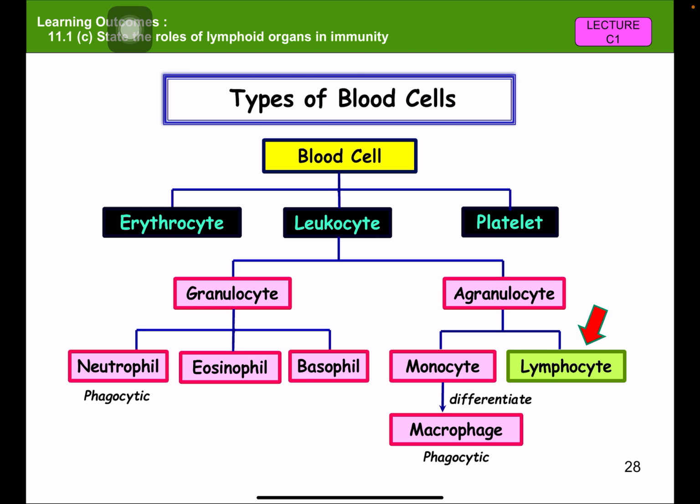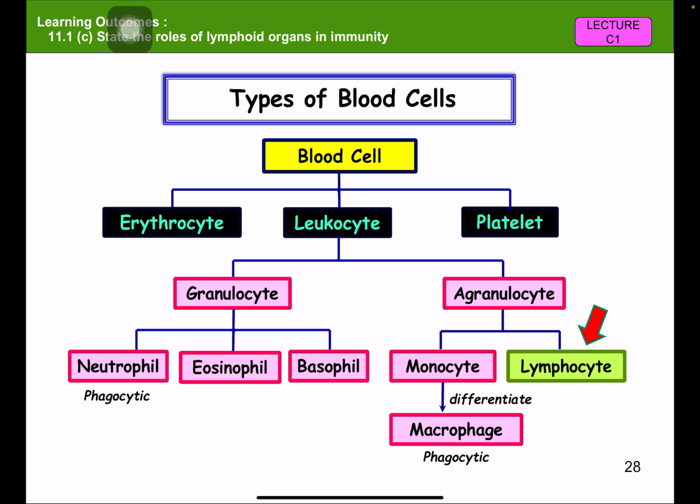All right. Now we go to the types of blood cells. Actually we have three types of blood cells: the erythrocyte, leukocyte, and also the platelet. The erythrocyte we had learned before this. Now we go focusing on the leukocyte.